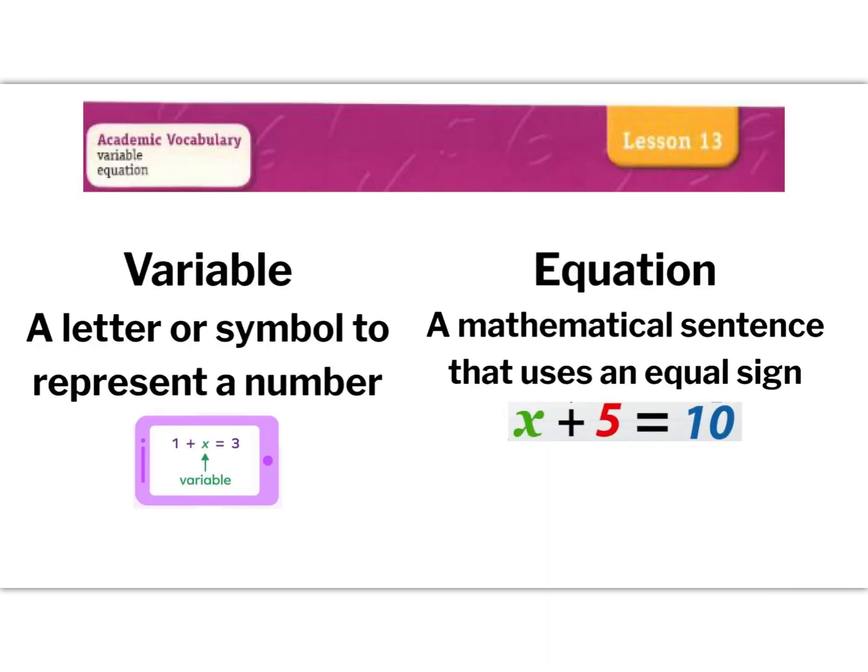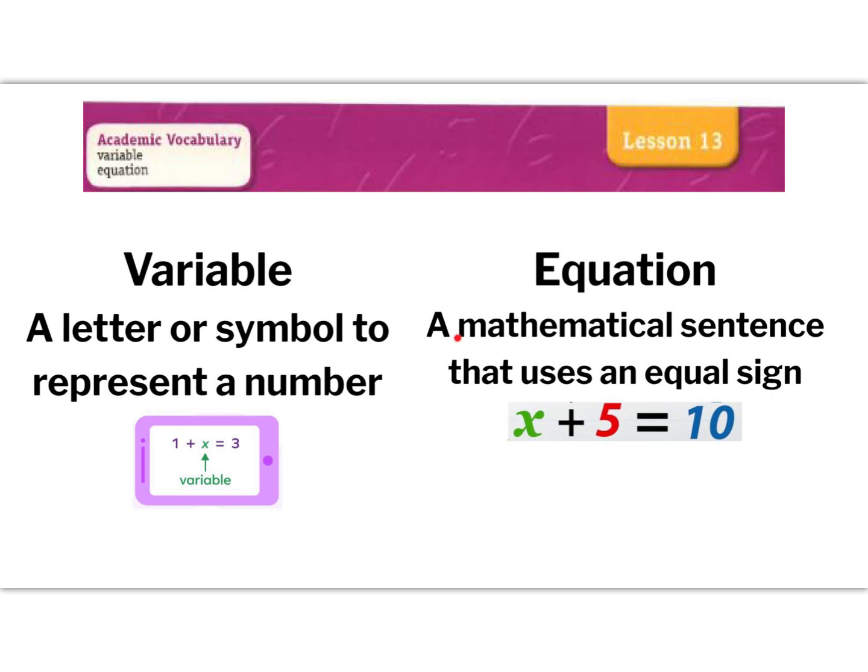Our words for today, our vocabulary, are variable and equation. A variable is a letter or symbol to represent a number. So if we look at this example, 1 plus x equals 3, x is the variable. It represents a number, but it doesn't tell us what the number is. It tells us that it represents something so that we can figure it out. So x is called a variable. It could also be a symbol, but most often in math they use letters.